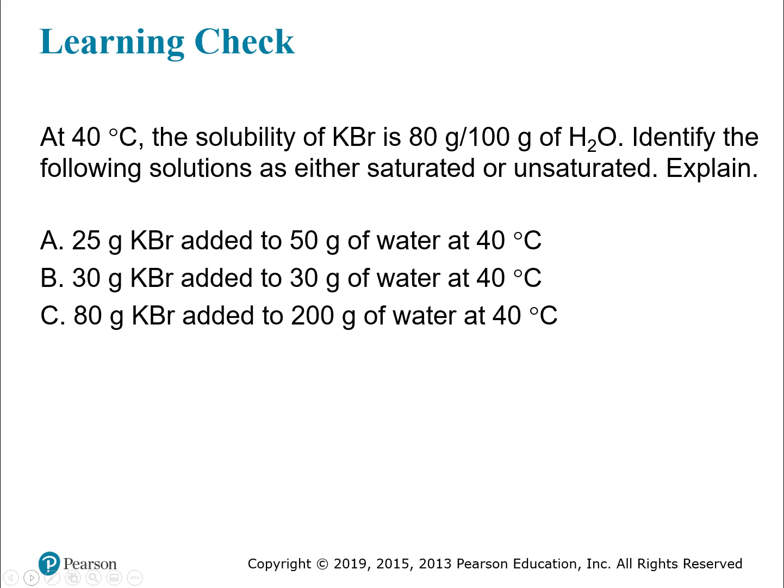Let's do a solubility one. Now, I told you that temperature has an effect, so we're being pretty specific in this question. At 40 degrees Celsius, the solubility of potassium bromide is 80 grams for every 100 grams of water. Identify the solutions as either saturated or unsaturated and explain. You don't have to really do the explain part. But I'll give you 2 minutes to read each of these conditions for A, B, and C and identify whether the solution is saturated or unsaturated.